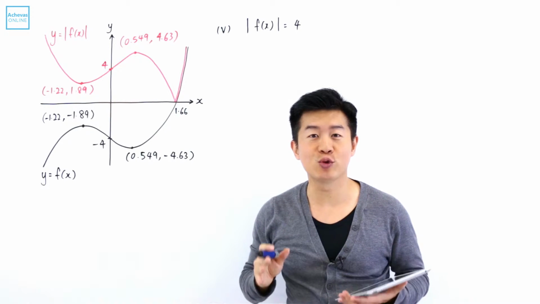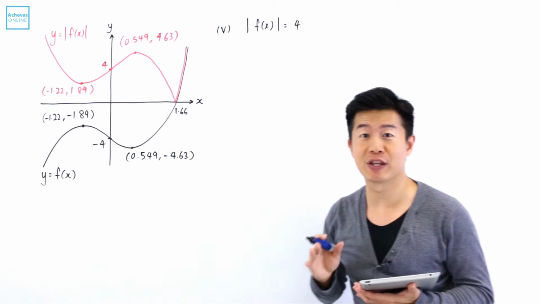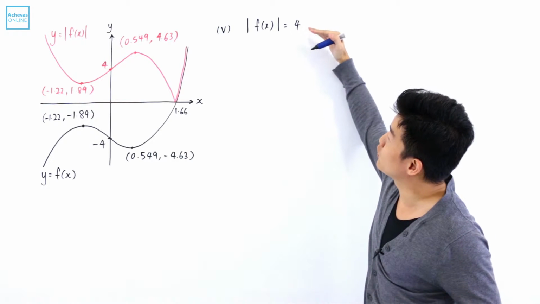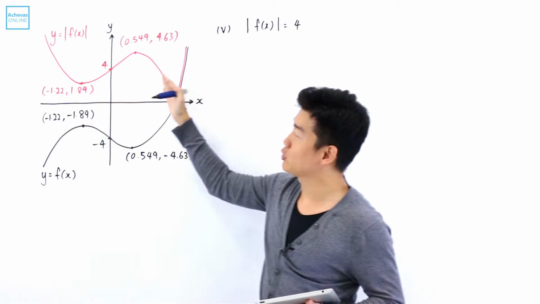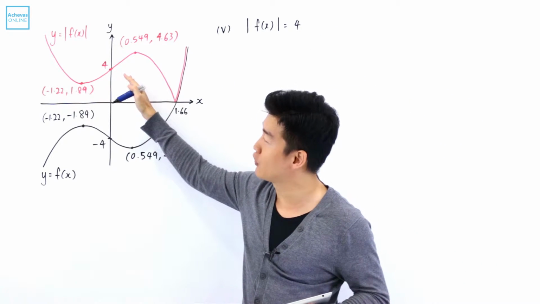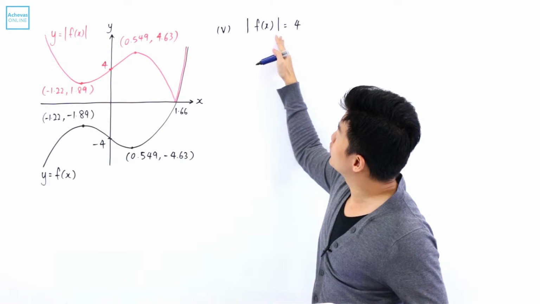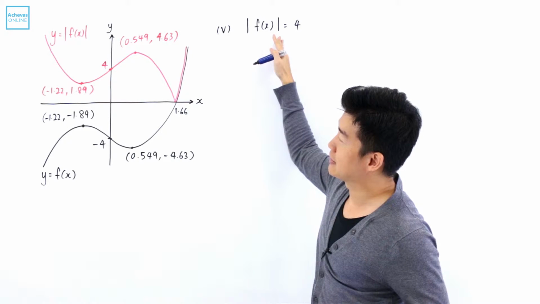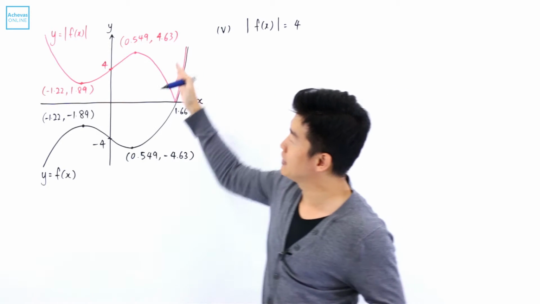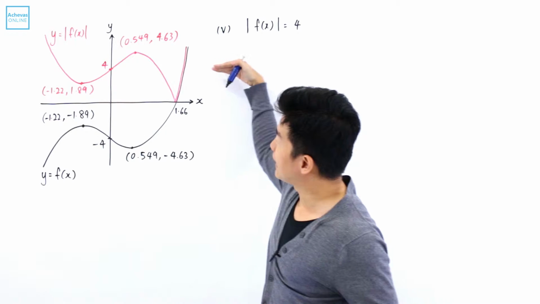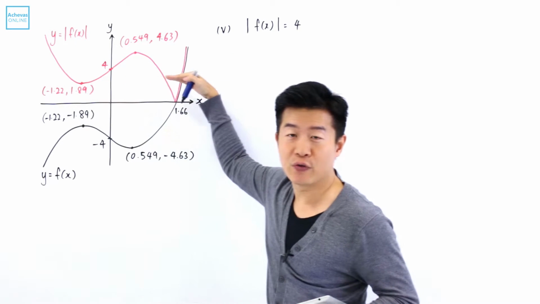To write down two different cubic equations that are going to give us the same roots as the roots to this equation, we need to refer back to the graph that we have drawn in part 4, the graph of y is equal to modulus of f(x), because the roots to this equation are the same as the x coordinates of the intersection between this red colored graph and the line y is equal to 4.